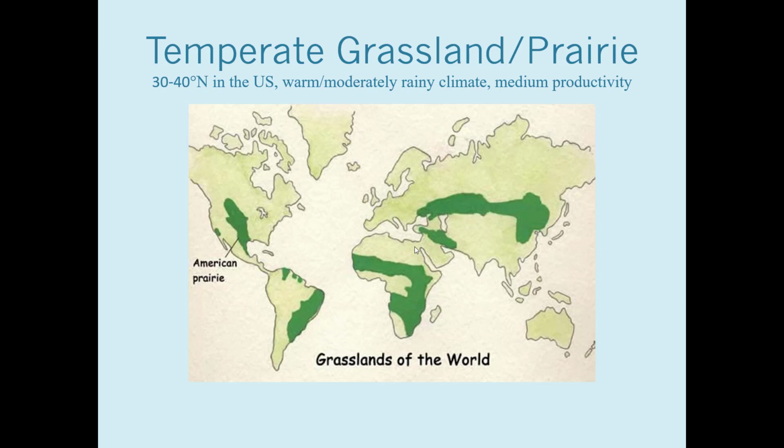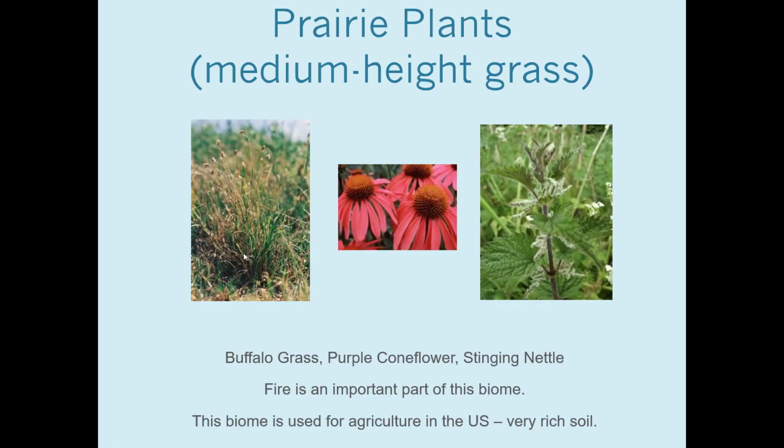Okay, back to your actual little grid of notes. Temperate grassland, which is also called the prairie, you largely see in North America. It's at 30 or 40 degrees north. More moderately rainy climate, medium productivity. The plants there are medium height. What do I mean by that? They usually grow no higher than your waist. Fire is an incredibly important part of this biome. You may want to make a short note of that.